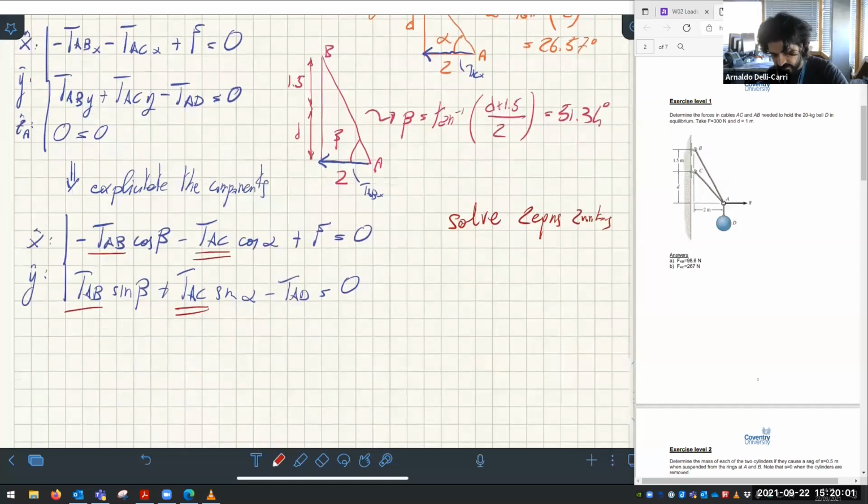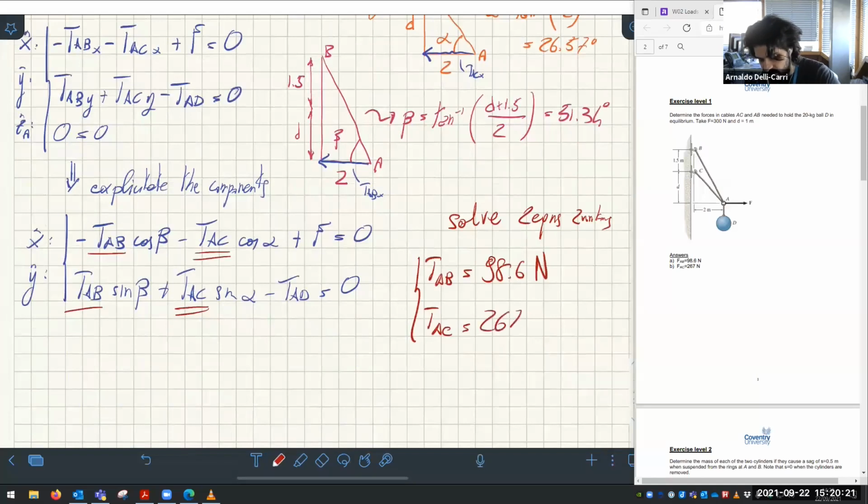And we end up with TAB equals and TAC equals. Now, TAB is 98.6 newtons according to the solutions, and TAC is 267 newtons.